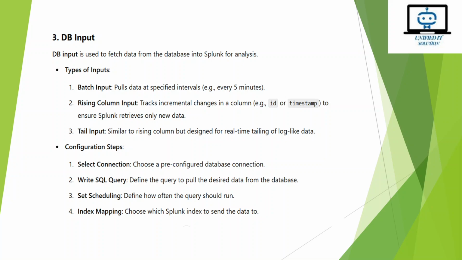Configuration steps: select connection, choose a predefined, configured database connection as I told you. Write the SQL query, defining the desired data to fetch from the database. Set scheduling, defining the interval for how frequently you want to run it: every 5 minutes, 15 minutes, once a day, twice a day, or once a week, month, or year. This runs based on a crontab. Index mapping: choose the name of the index where you want to store the data pulled from the database.